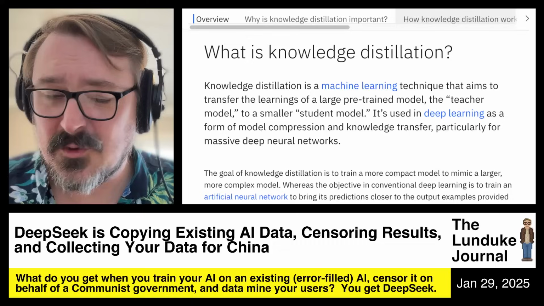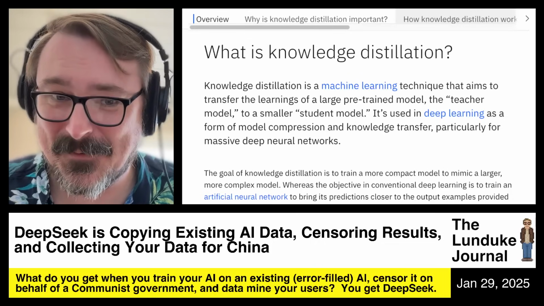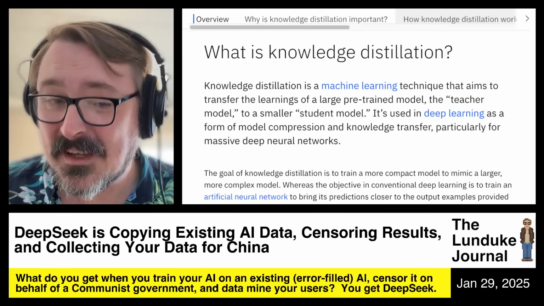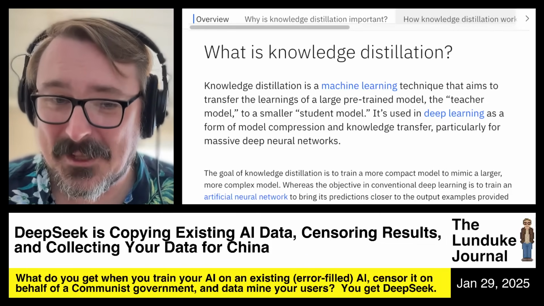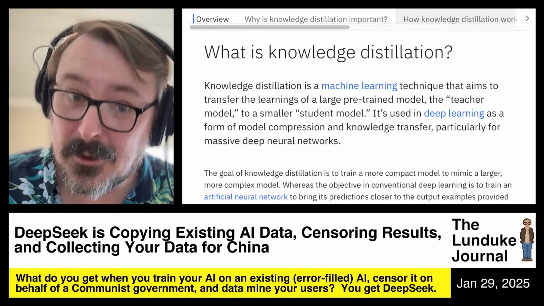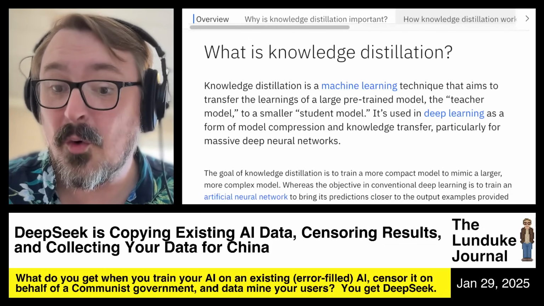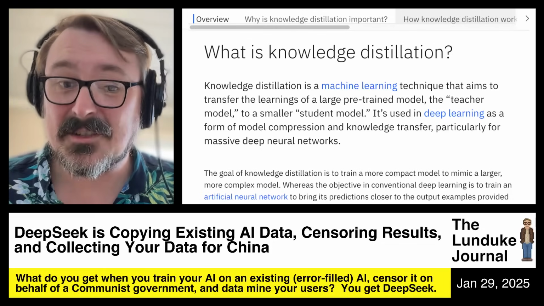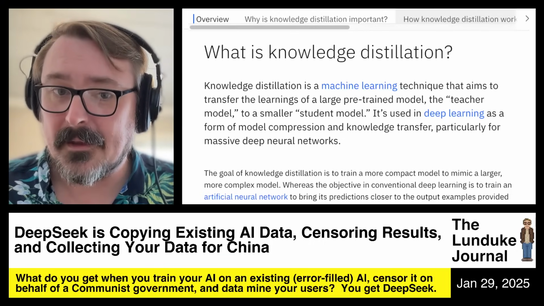So what happens when you've got a highly corrupt, highly error-filled data set, and you essentially play a modern AI version of the Japanese telephone game, and you have the DeepSeek AI learning from that error-prone AI data set and instilling their own errors into it? Well, it just gets more and more error-prone long-term.